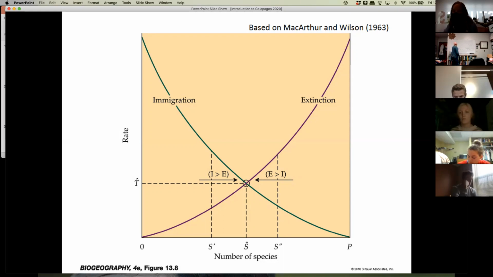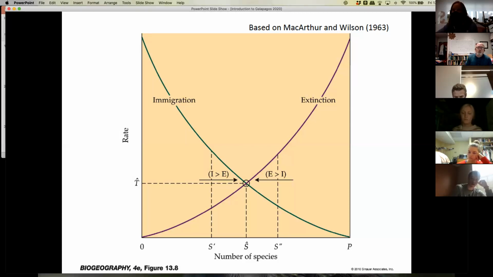And these two things vary by what characteristics of islands. What characteristic of an island will affect the immigration rate? Distance from the mainland. So these curves might have different elevations on this graph depending on whether they're far away from the mainland or whether they're close to the mainland.